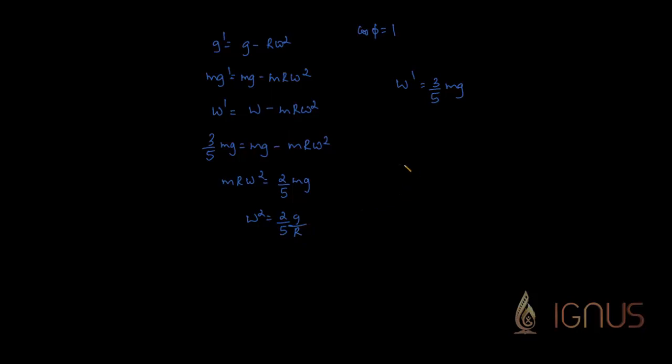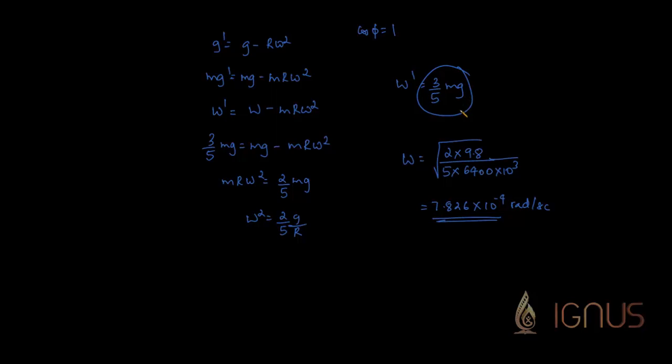So if I find out this value, it comes out to be, so 2 into g is nothing but 9.8 divided by 5 into radius of the earth 6400 into 10 cube. If you calculate this, you will get 7.826 into 10 power minus 4. So if this is my omega, the weight of the person would be 3 by 5 mg. That's what we want.